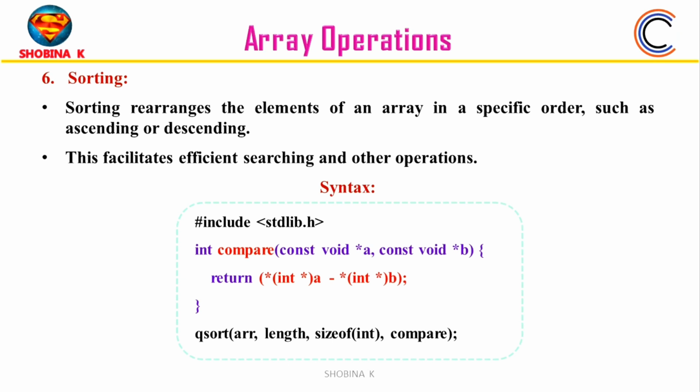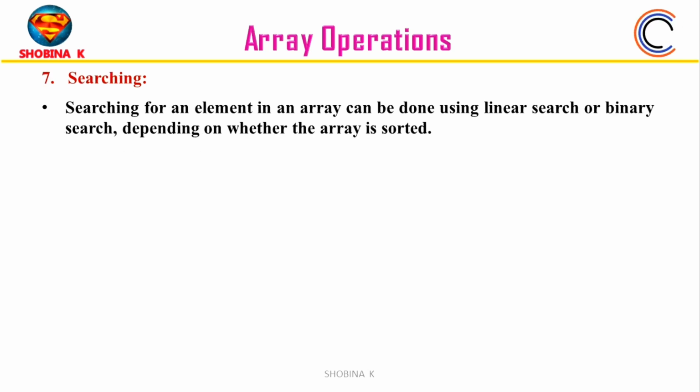So this line of code arranges a specific number of items in the array. It assumes each item is as big as an integer, and the actual order is determined by the logic in the compare function. The next array operation is searching.